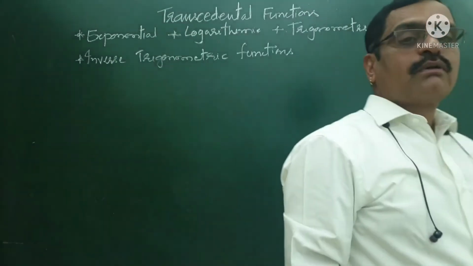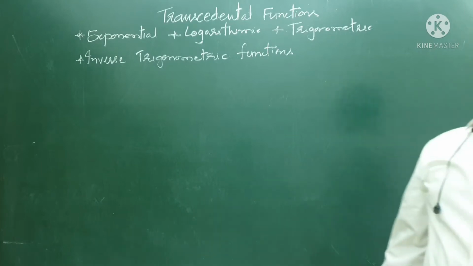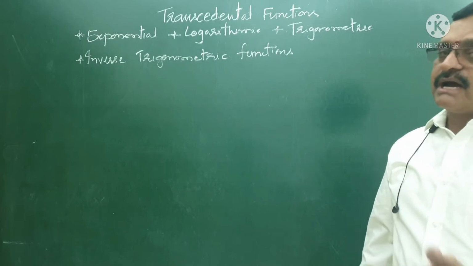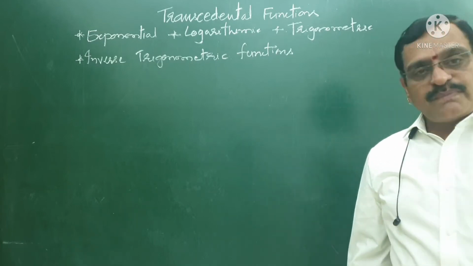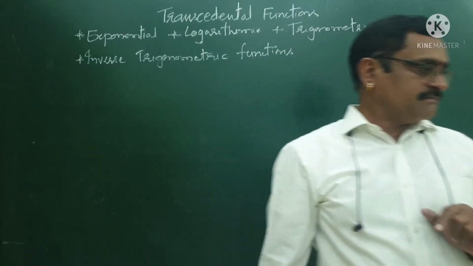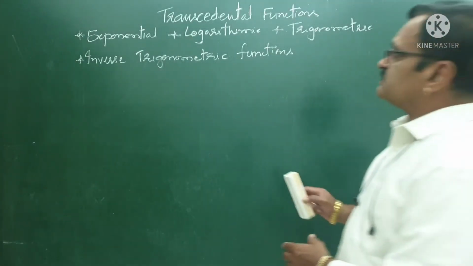There are four types of function under this category. Now let me discuss one by one: their definition, the domain, graph and range. If any properties are there, those properties also I am going to discuss. Okay, first number one, exponential function.